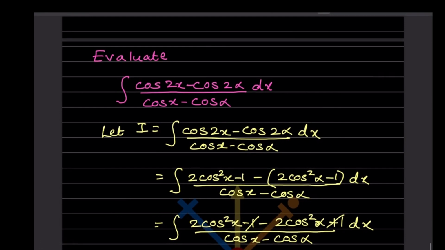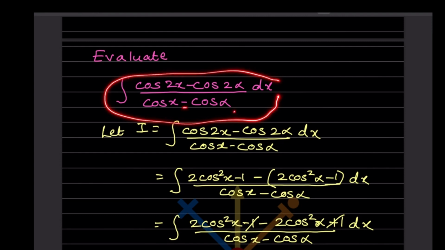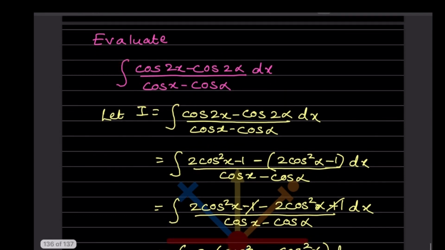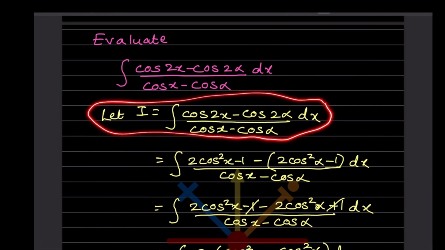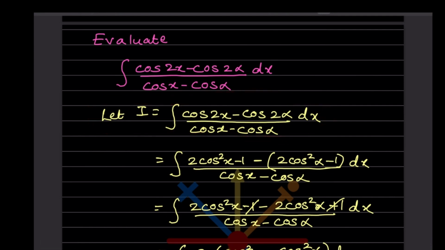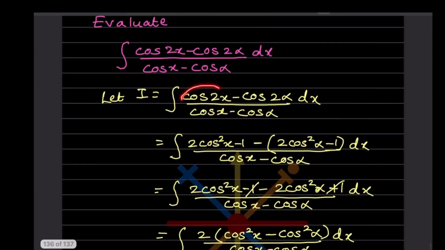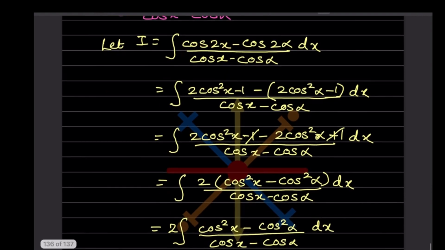Now let us evaluate this. It is given cos of 2x minus cos of 2 alpha divided by cos x minus cos alpha dx. So this is written over here. Let me consider that as I. Now for this one, we can write cos 2x as 2 cos square x minus 1, this minus sign as it is, and for this one, in place of x there is alpha. The formula remains the same, we just have to change it to alpha. That is 2 cos square alpha minus 1. Now the denominator is the same. Again the same minus, and you are just going to expand it.